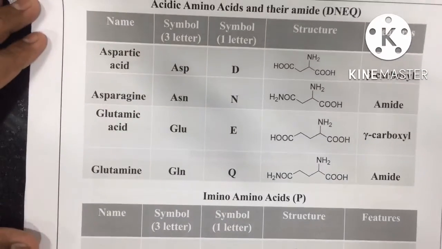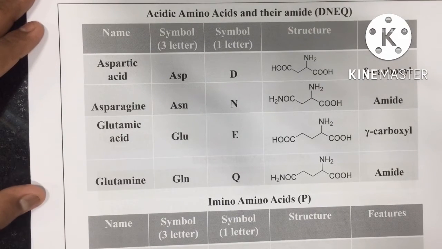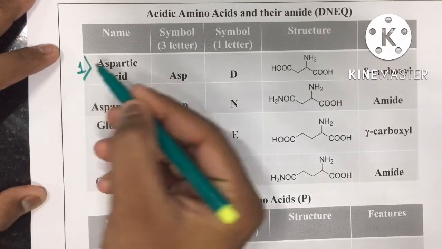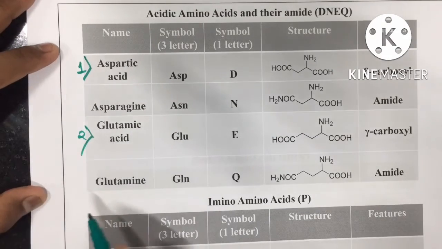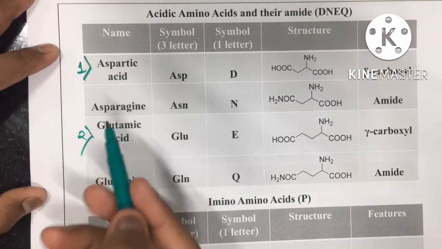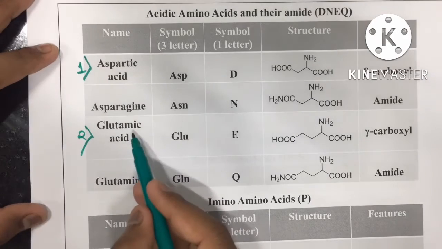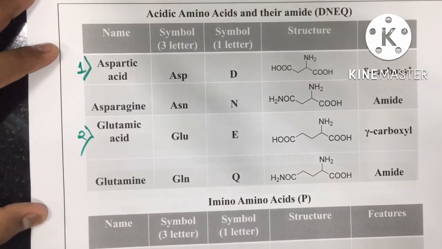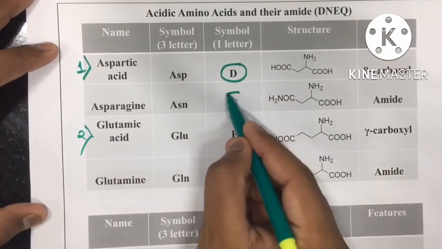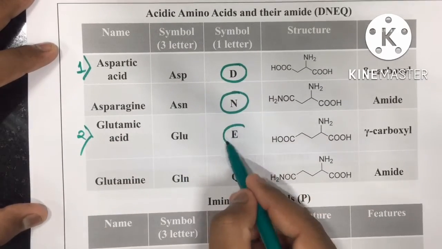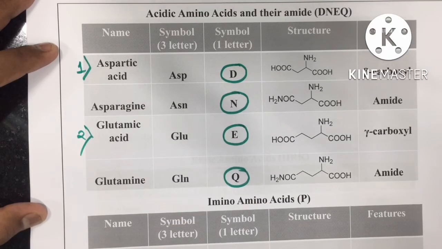Then next, the acidic amino acids and their amides, right? First one is aspartic acid, and second one is glutamic acid. Then asparagine is just the amide of aspartic acid, and glutamine is just the amide of glutamic acid, right? Okay, so what is the single letter symbol for aspartic acid? It is very important, D. For asparagine it is N, glutamic acid it is E, and glutamine it is Q, right? These are the single letter symbols.